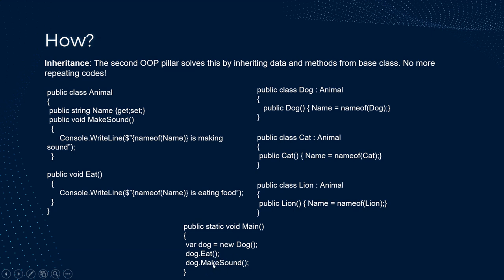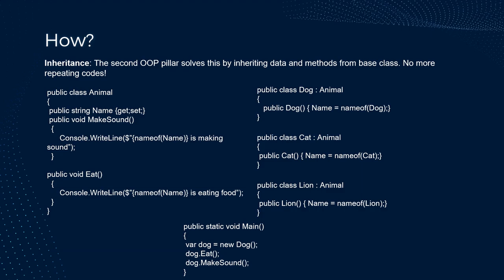So basically these methods are available in these child classes because of the inheritance. So basically we are reusing the code. What are the codes we have in the animal class? We are reusing it in our child classes. So let's quickly go to Visual Studio and look at these things in action.